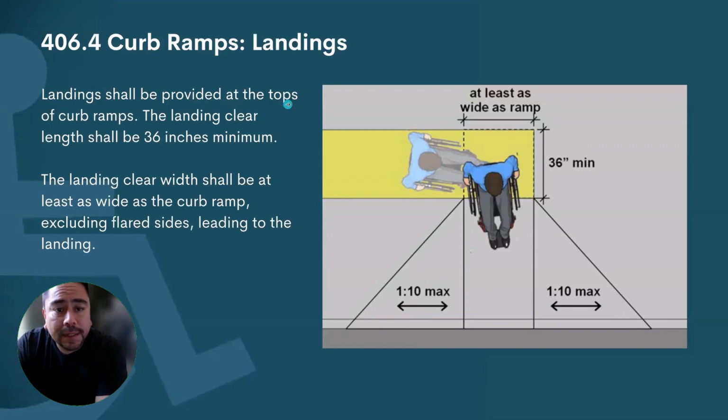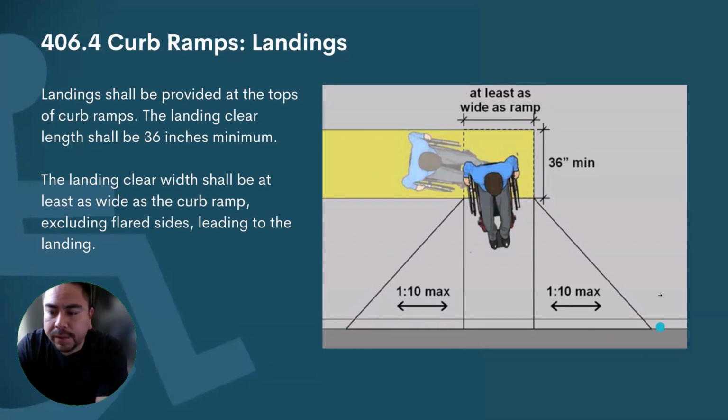Landing shall be provided at the tops of the curb ramps. The landing clear length shall be 36 inches minimum in the direction of the ramp, 36 inches from that grade break. The landing clear width shall be at least as wide as the curb ramp, excluding flared sides leading to the landing. If this curb ramp here is 5 feet wide, the landing is 5 feet wide and a minimum 36 inches in length, not including all this flared stuff here.